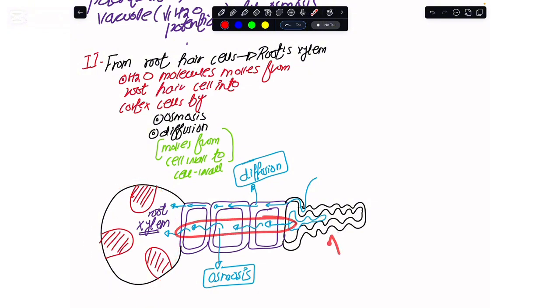So from the root hair cell to the root xylem, the water is moving by two mechanisms: diffusion from cell wall to cell wall, and osmosis when the water moves out of the large vacuole into the cytoplasm and then keeps crossing the cell membrane. So here osmosis is taking place. Now we have the water where? Here in the xylem of the root. Now we have to take it to the leaf. So from the root xylem, the water would go into the stem xylem.